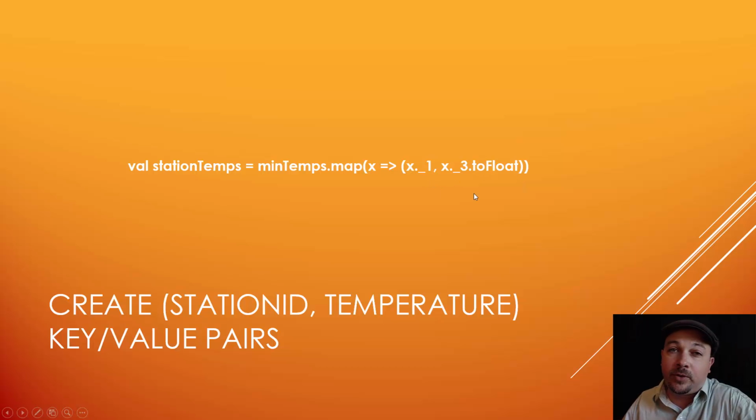And you know what a tuple of 2 data points is? A key value RDD. So at this point, station temps is a key value RDD, where the key is the station identifier, which is just the location, Paris or Prague, whatever it is, and the value is the temperature, the minimum temperature seen for that day.